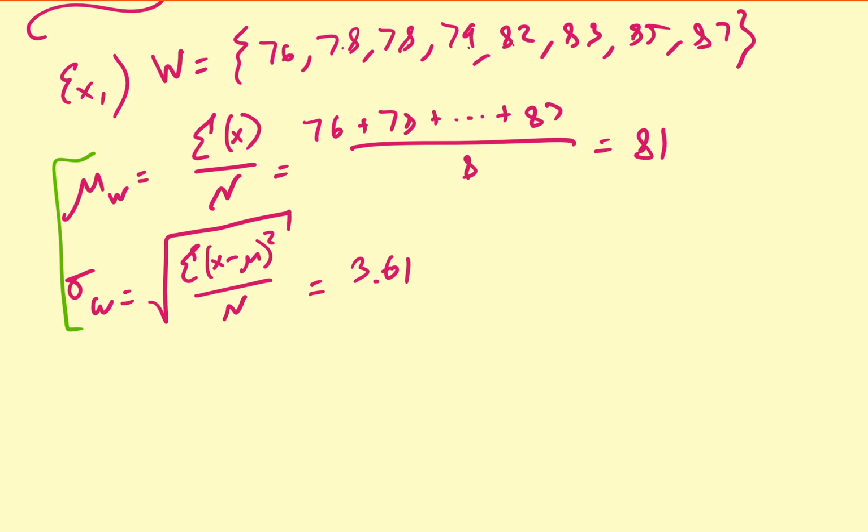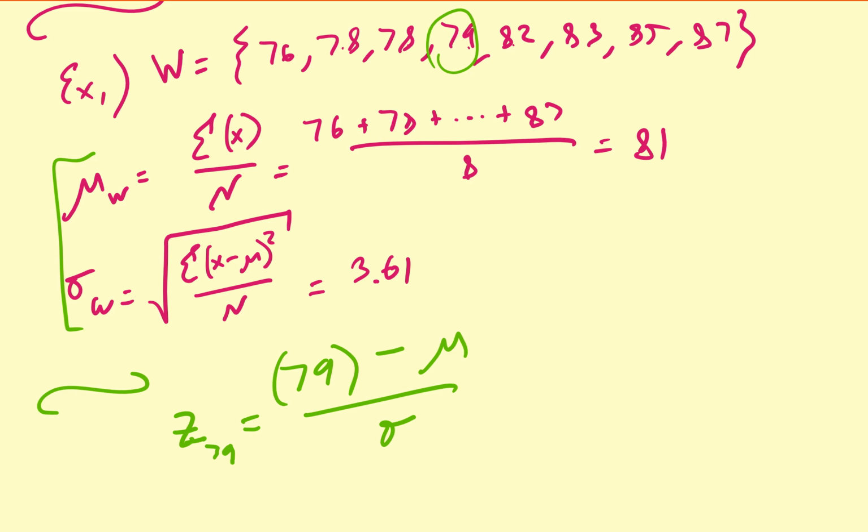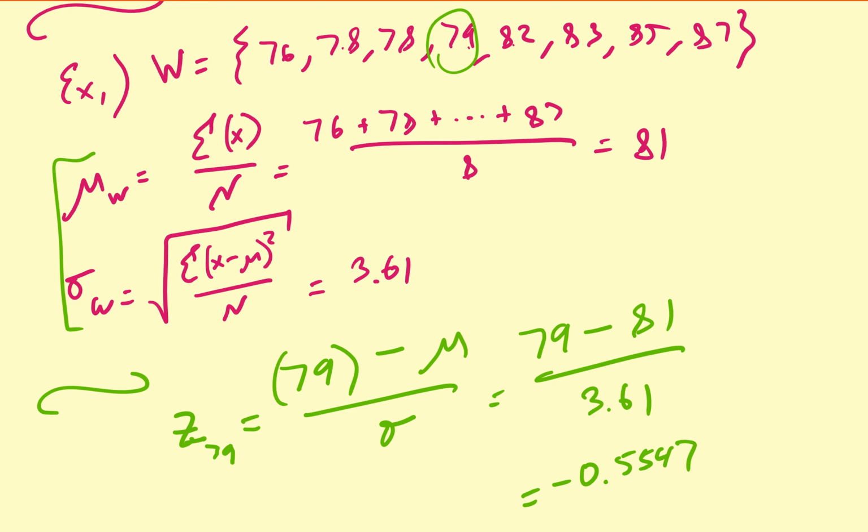So if I want to find out the z-score for a particular value, let us assume I want the z-score for 79. So the z-score for 79 is going to be equal to 79 minus the mean divided by the standard deviation. So that's going to be 79 minus 81 over 3.61, which is going to be negative 0.5547.